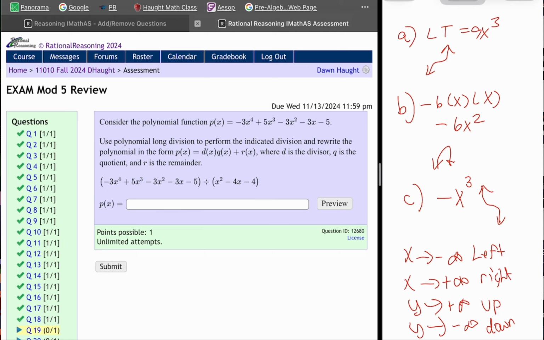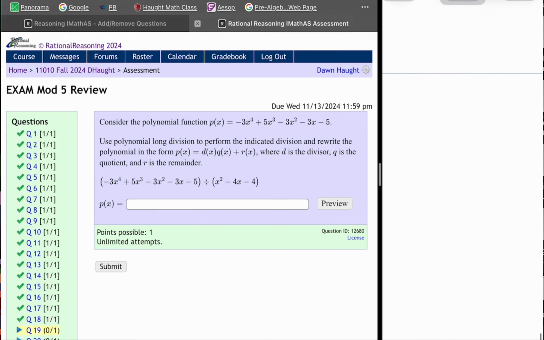Let's look at question 19. It says, consider the polynomial. Use polynomial long division and write your polynomial in the form given. Okay, so I'm going to write this at the top. We talked about these things. I never really put it in this form often, so I do want to make sure to do it. Now I'm going to need to slide this over slightly.